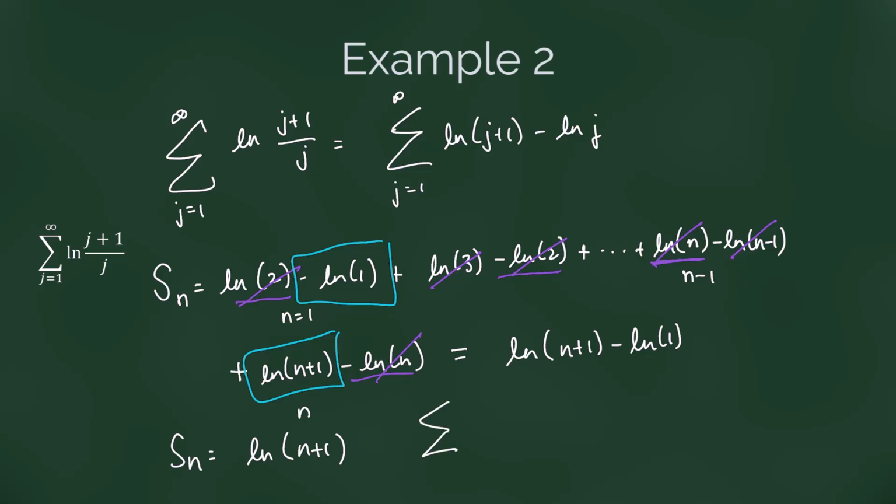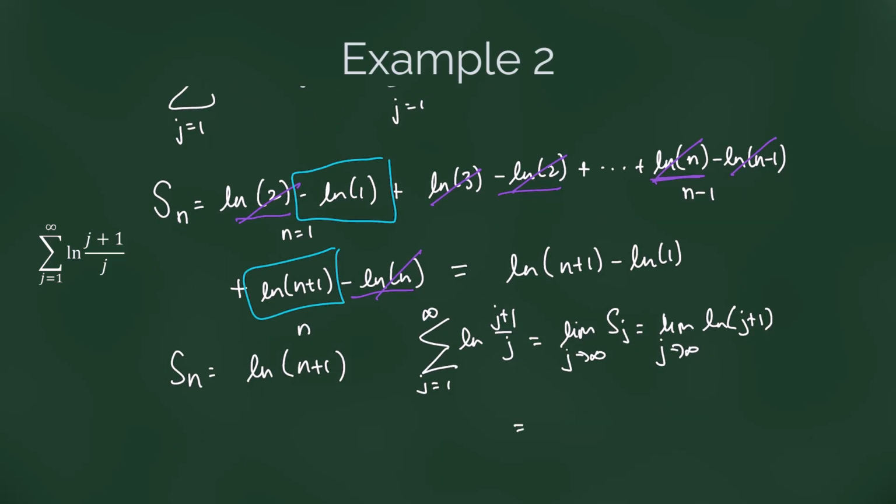Our original series, the sum from j equals 1 to infinity of the natural log of j plus 1 over j, is then equal to the limit as, doesn't matter if I write j or n here, I'll stick with j, as j goes to infinity of the partial sum, which is the limit as j goes to infinity of the natural log of j plus 1. But the natural log is an always increasing function, which means that that limit is infinity, so our series diverges in this case.